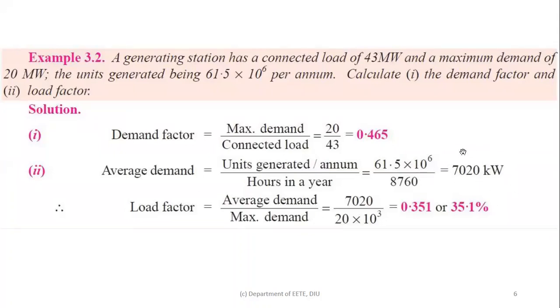That is average demand per hour. So if we divide the average demand by maximum demand, we'll get the load factor. So now the average demand is 7,020 and the maximum demand we already know is given as 20 megawatt. So we'll just convert this 20 megawatt into kilowatt. 20 into mega means 10 to the power 3. So 20 into 10 to the power 3, we divide, we'll get 0.351, basically 35.1%. That's how we solve this kind of small mathematics, but definitely we need to know the formula very well.